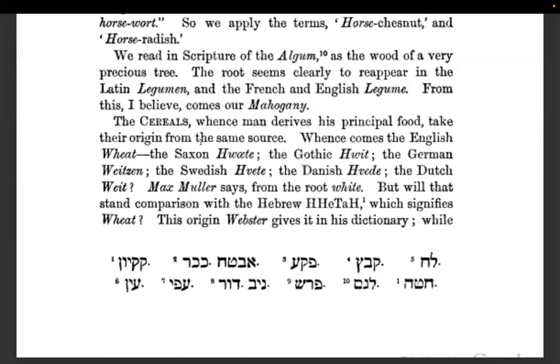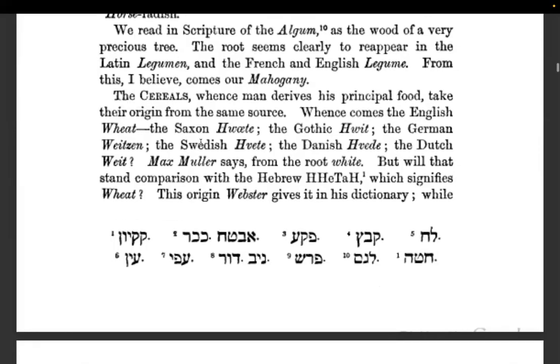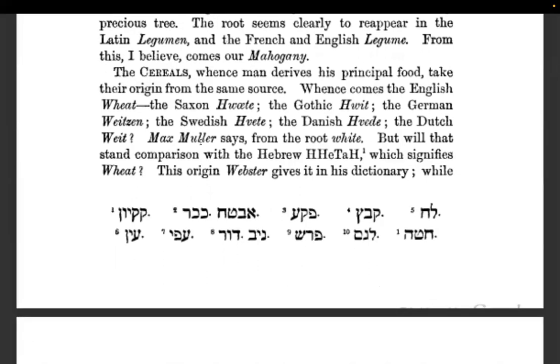The cereals whence man derives his principal food take their origin from the same source, whence comes the English wheat, the Saxon Hoete, the Gothic Huit, the German Weizen, the Swedish Hvit, the Danish Hvede, the Dutch wheat. Max Muller says, from the root white.